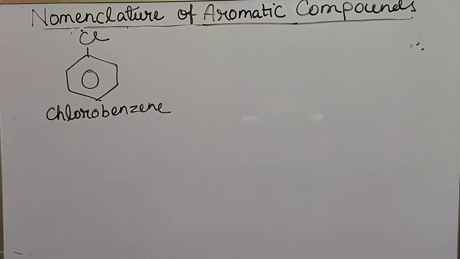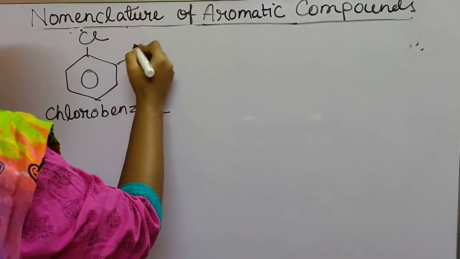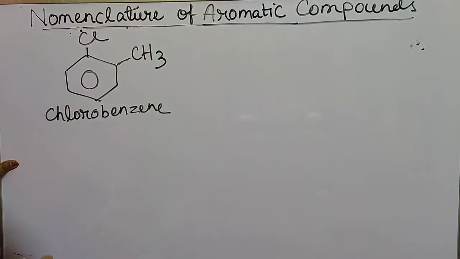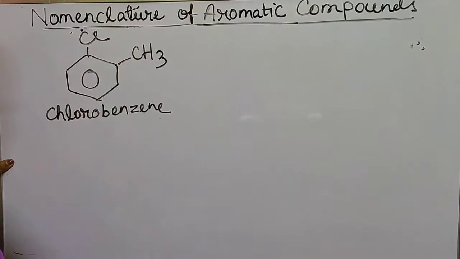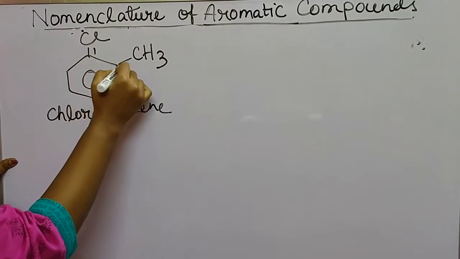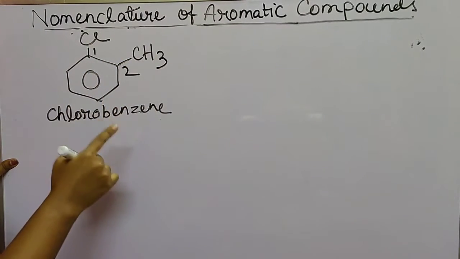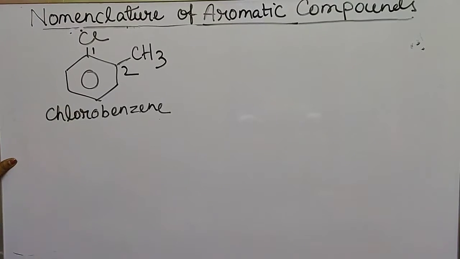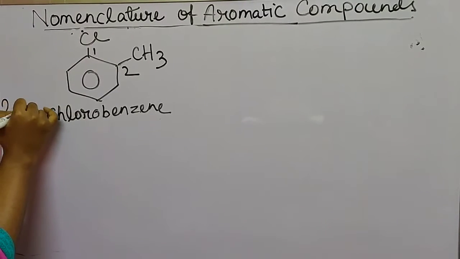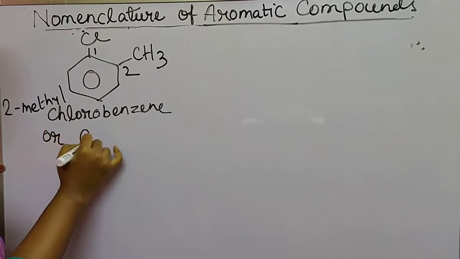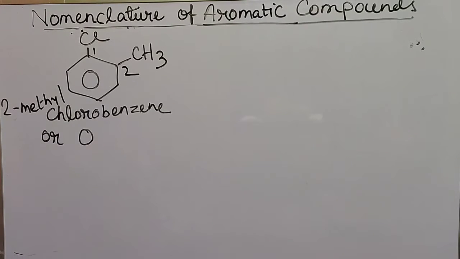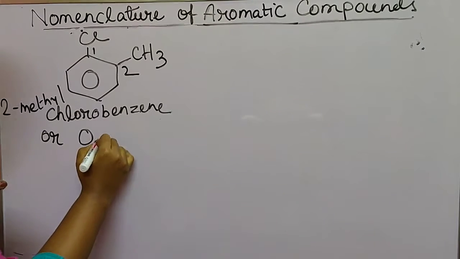Now what will happen if any other group other than halogen is present in it? Suppose if one CH3 group is there, then you have to first tell the name of this CH3 as the branch. So you could start from here, 2-methyl chlorobenzene. The name could be 2-methyl chlorobenzene or orthochlorotoluene.